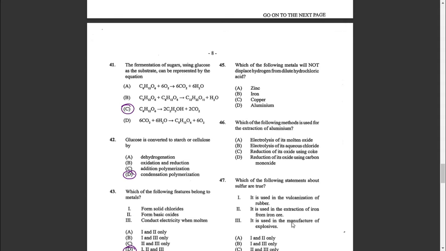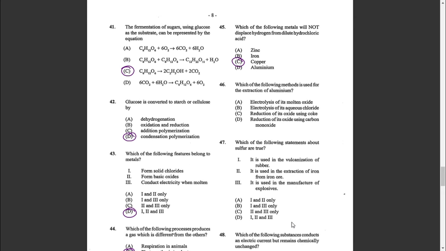45. Which of the following metals will not displace hydrogen from dilute hydrochloric acid? That is copper, because copper is below hydrogen in the reactivity series. 46. Which of the following methods is used for the extraction of aluminum? Electrolysis of its molten oxide. We have come to know that.